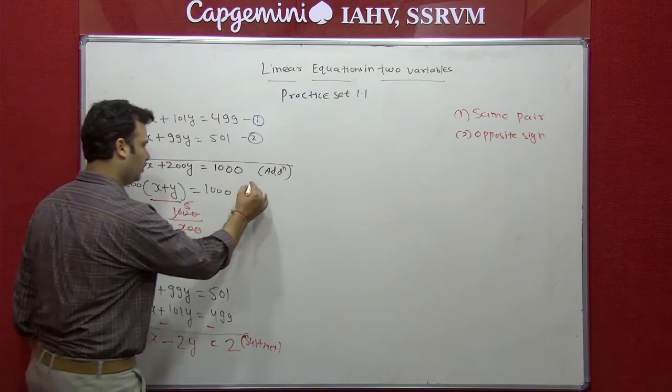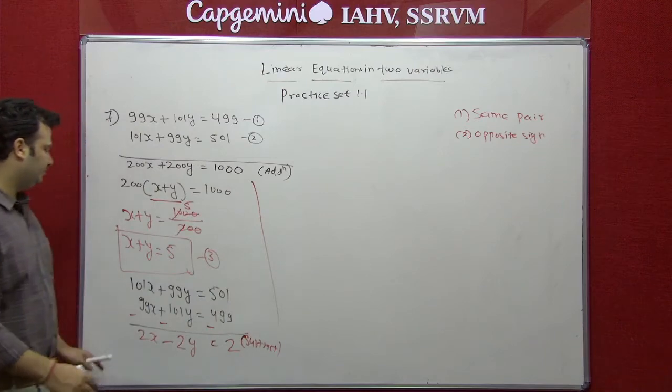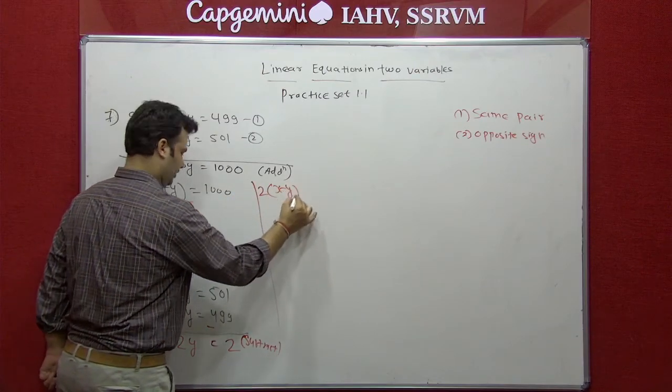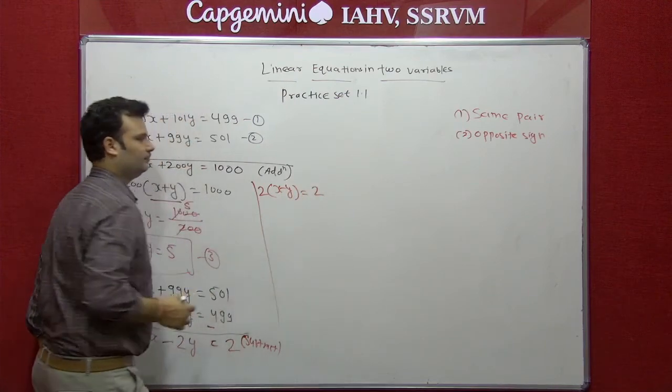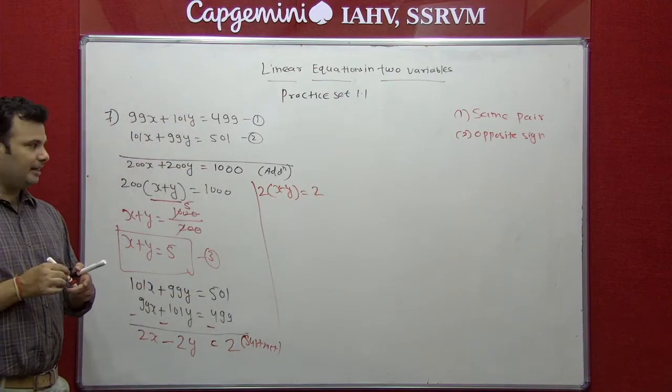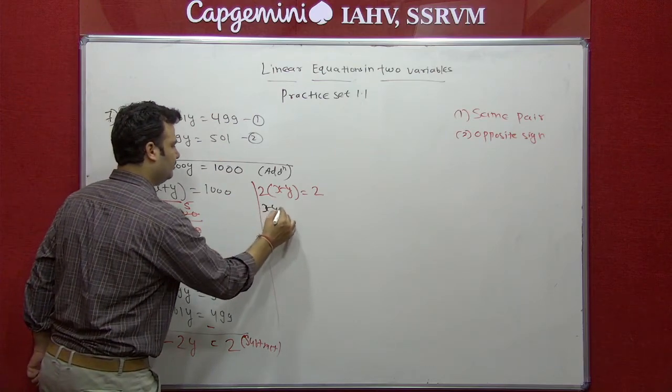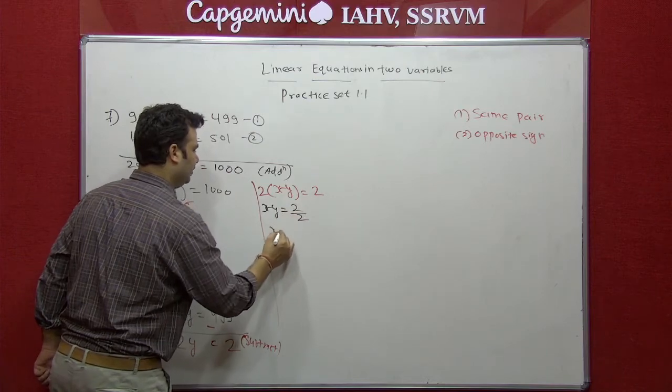So students, what is common here? Common is 2. So we can take 2 common. x minus y equal to 2. This side multiply and the opposite side becomes divide. So 2 becomes divide, means 2 upon 2. Answer is 1.